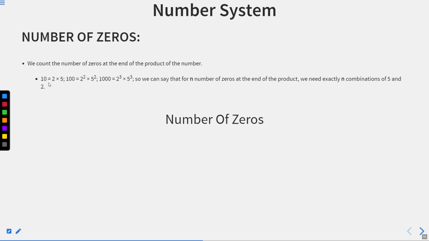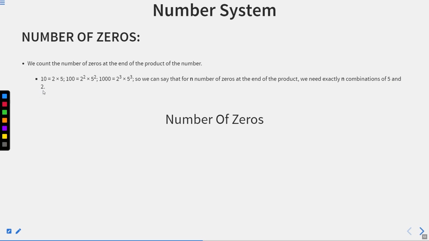So observe that 10 can be written as 2 into 5. 100 can be written as 2 square into 5 square. And 1000 can be written as 2 cube into 5 cube. So we can say that for n zeros at the end of the product, we need exactly n combinations of 5 and 2.